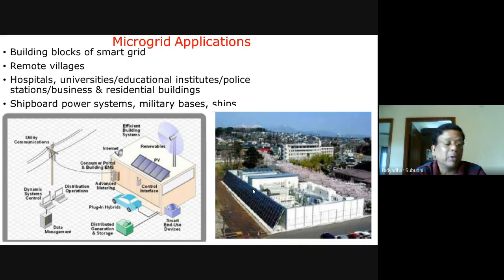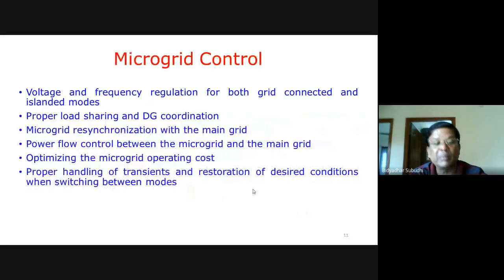And when we talk about the advantages or the concept of the microgrid, we must look into the control that needs to be done in a microgrid system to ensure a reliable and beneficial operation. For example, voltage and frequency regulation of the microgrid is necessary both in the grid-connected as well as the island mode of operation. And we need to devise a control that will enable us to share the power among the different distributed generating sources participating in the microgrid, for sharing coordination.